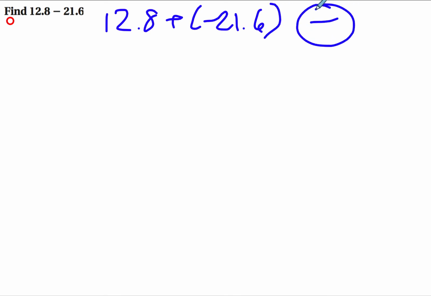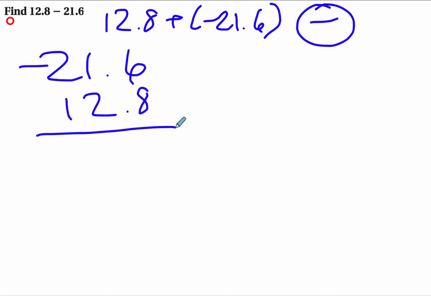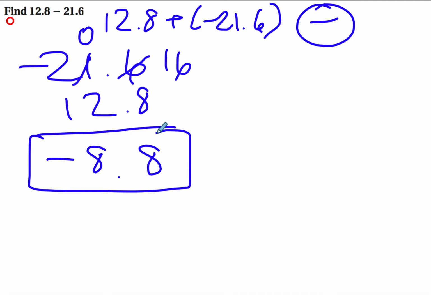Okay, 12.8 minus 21.6. You need to think of this as 12.8 plus a negative 21.6. The negatives are going to win. So we do 21.6, and then we're going to subtract from that 12.8, lining up the decimals. 6 minus 8 can't do it, so we're going to have to borrow. So 16 minus 8 is 8. Then we've got 20 minus 12 is 8. And I said the answer was going to be negative. So we get negative 8.8 as our answer.